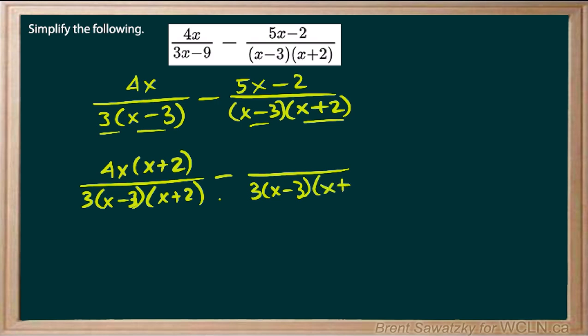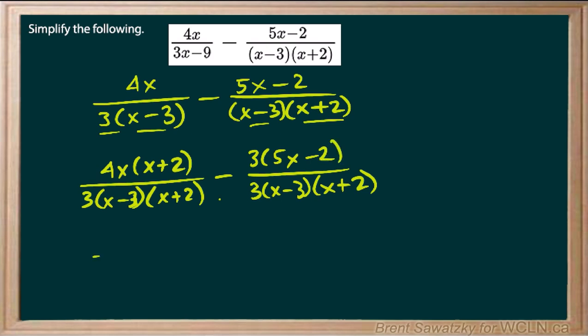And then the second term here, we need a common denominator of 3(x minus 3)(x plus 2). Now, we look at that. What did we need to do in order to get it to this common denominator? Well, we had to multiply the bottom by 3. So whatever we do to the bottom, we also do to the top. And so there we go.